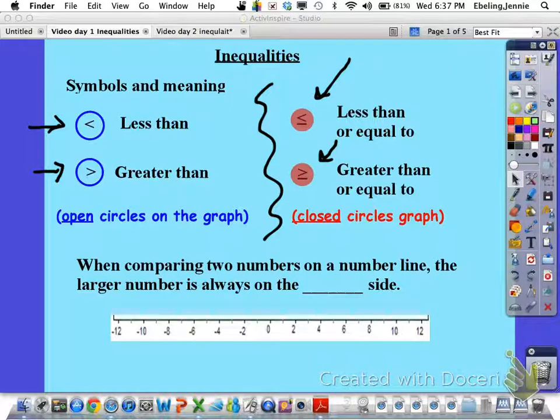When comparing two numbers on a number line, the larger number is always on the right side. So the numbers to the left are smaller than the numbers on the right.